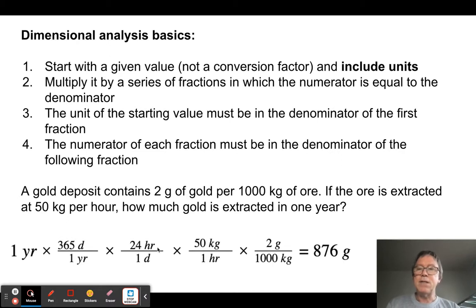Now, what do I turn hours into? I see here I have 50 kilograms per hour. So that's basically an equivalency. So 50 kilograms is equivalent to 1 hour. So I can put kilograms up above. And as soon as I do, I have to get rid of it, so I put it down below.